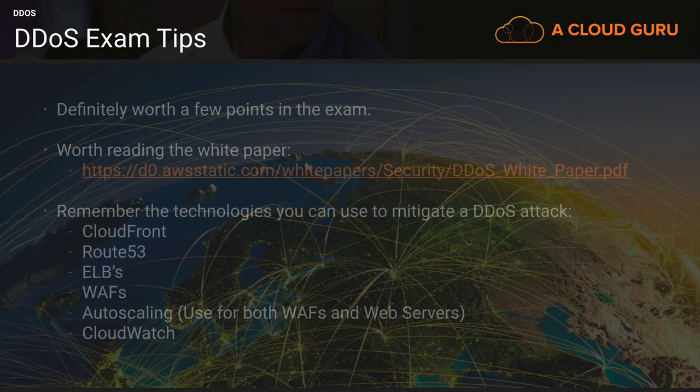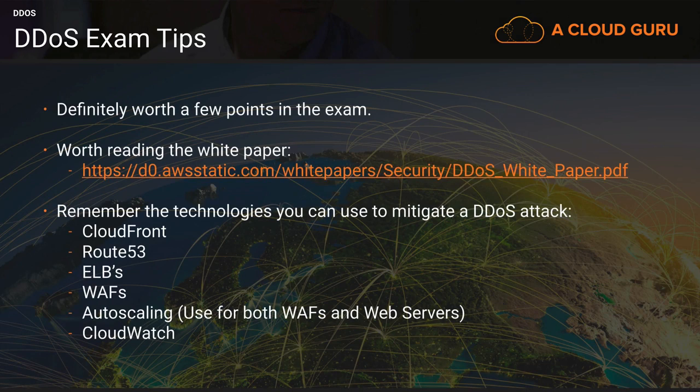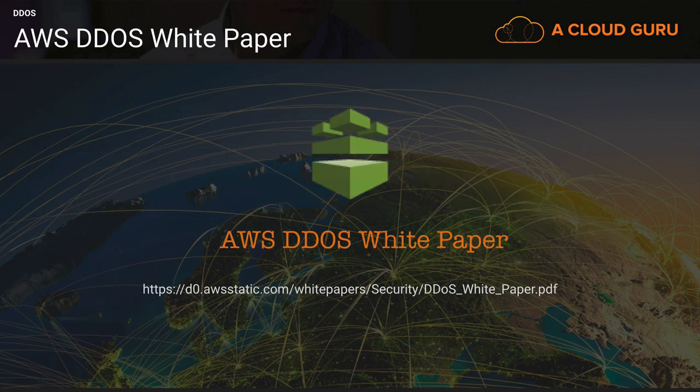So what are my DDoS exam tips? Well, it's definitely worth a few points in the exam. Go ahead and read that white paper. It is a seriously good white paper, very, very interesting. We have covered all the main points in that white paper, but they do go into a lot more detail than what I did. And just remember the technologies that you can use to mitigate a DDoS attack. You can use CloudFront, you can use Route 53, you can use your application load balancers, you can use your web application firewalls, you can use auto scaling, and you can use things like CloudWatch as well. And like I said, go read this white paper. It's actually really interesting. I know a lot of AWS white papers can be a bit dry and dull, but the DDoS white paper is actually a really good one to read.